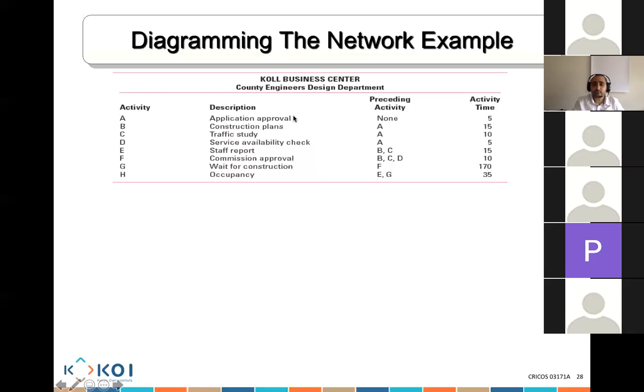So first activity is A. So activity A, there's nothing before it. Then there's B, C, and D, and it's telling you there's A that is before B, C, and D. So there are three lines generated from A, which is B, C, D. Correct.